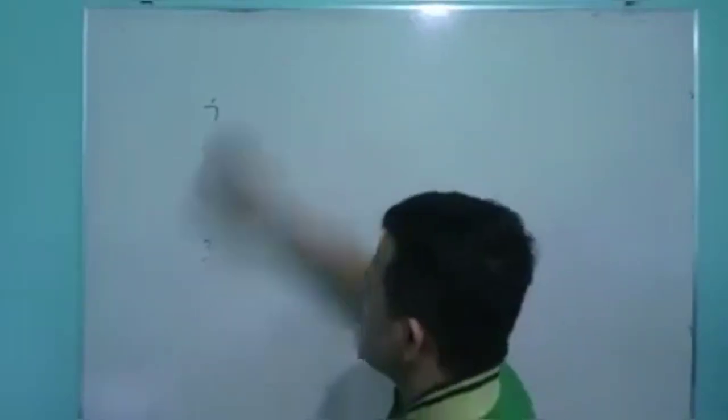Okay, next one. We have the sum of 3 consecutive integers is 15. So what are those? When I say consecutive integers, that means those integers that precede each other.